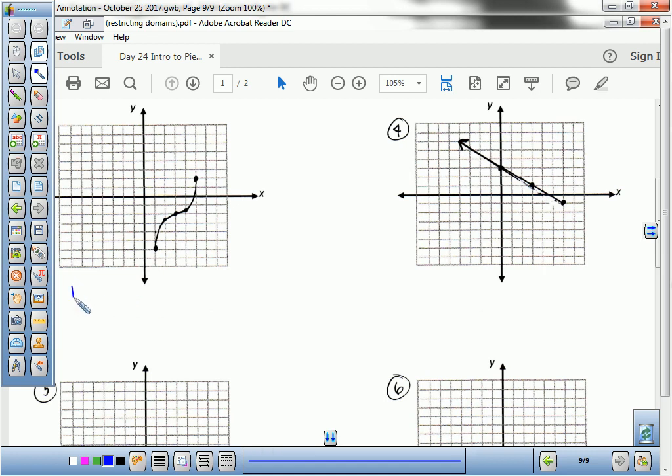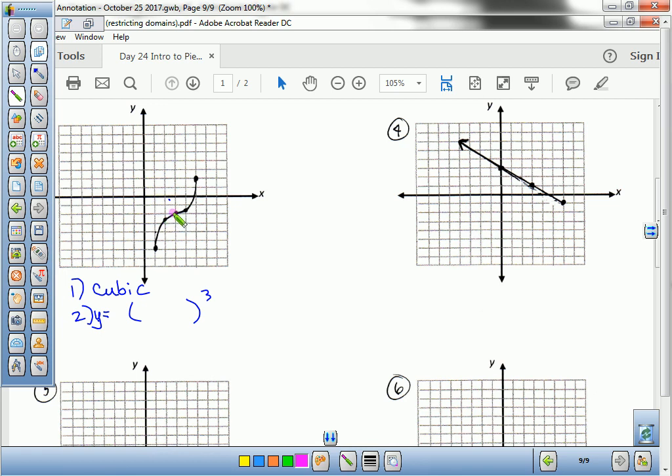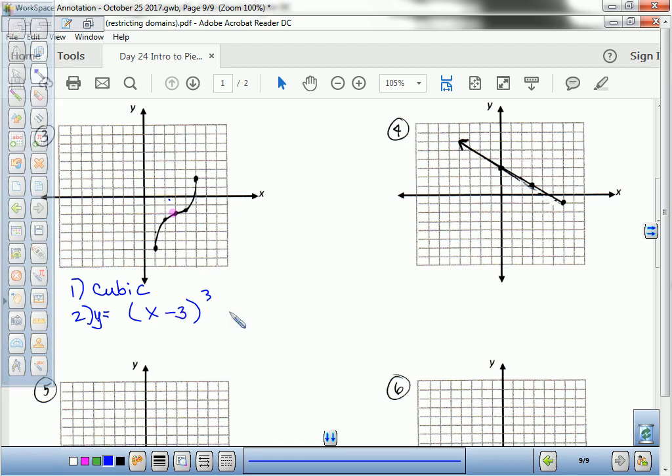Okay, so step one, what is it? This one is a cubic. Okay, so it's going the other direction. So we got to have something cubed. All right, do you see the translation point? Yes. Okay, good. All right, so the translation point's right here. Right here. So it's 3, -2. So it's going to be x -3 -2, because we decided the TP was 3, -2, our translation point.